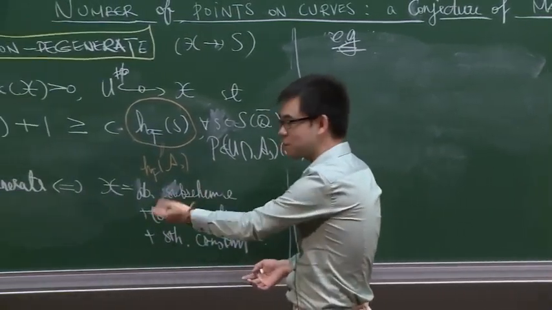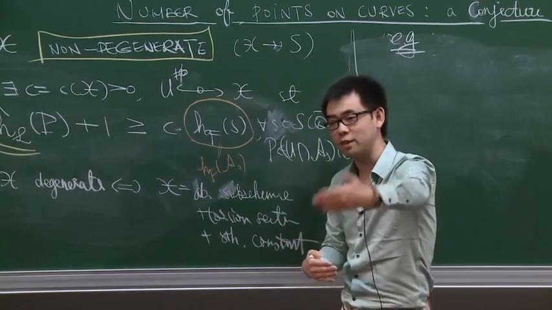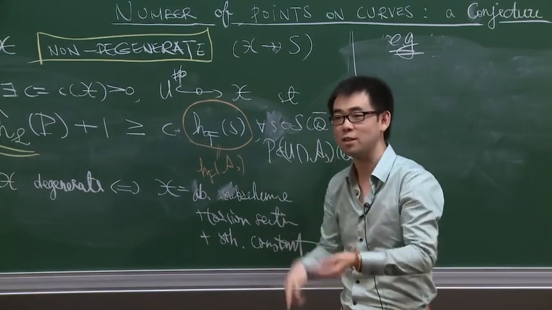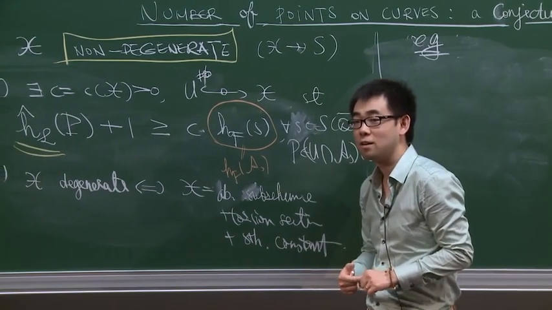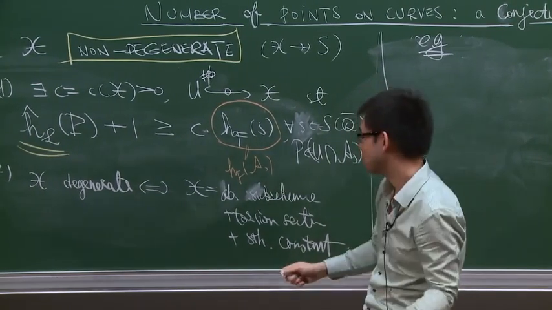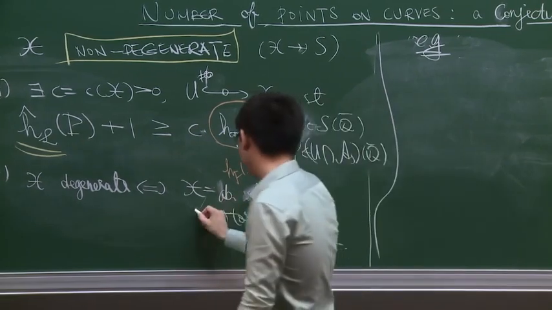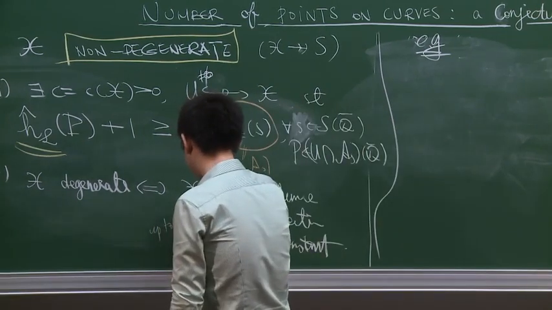I say abelian subscheme, but of course I mean up to a finite covering with base change, then it's an abelian subscheme. You mean the finite cover of S? Yes, up to a finite covering of S.